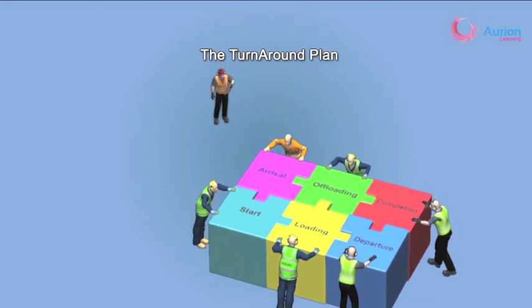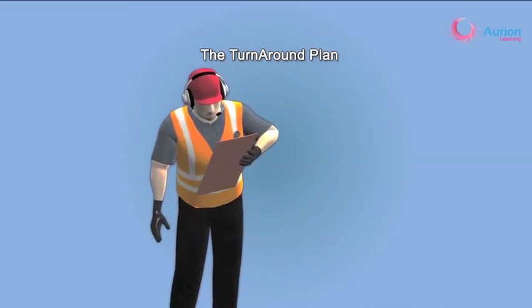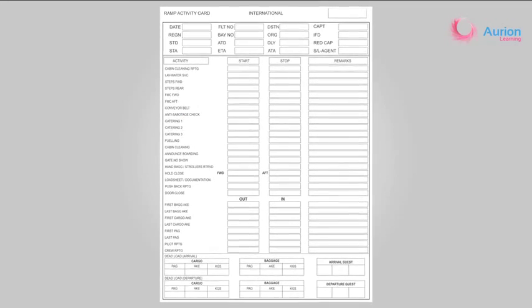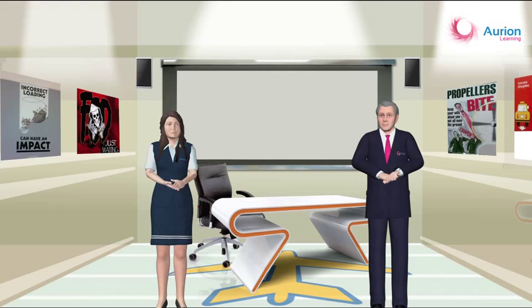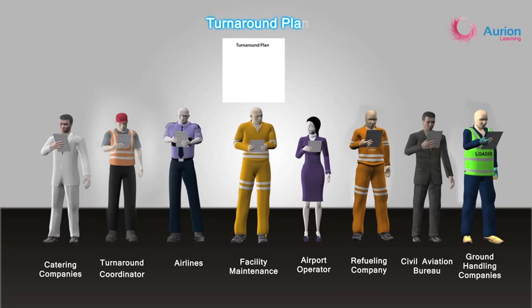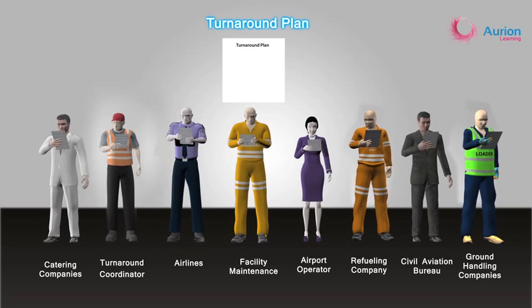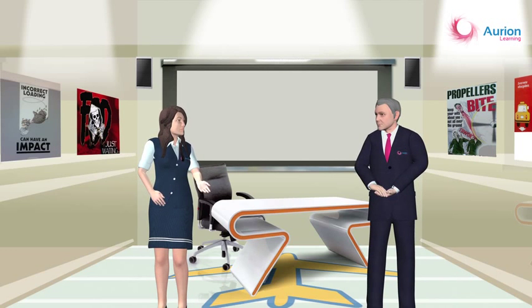The plan that is created for this activity is called the turnaround plan, which describes how the turnaround will be carried out. It should enable every service provider to carry out their work safely and without endangering others. It is also important that all the service providers involved should have a copy of the plan. What are the elements of a turnaround plan, Professor?